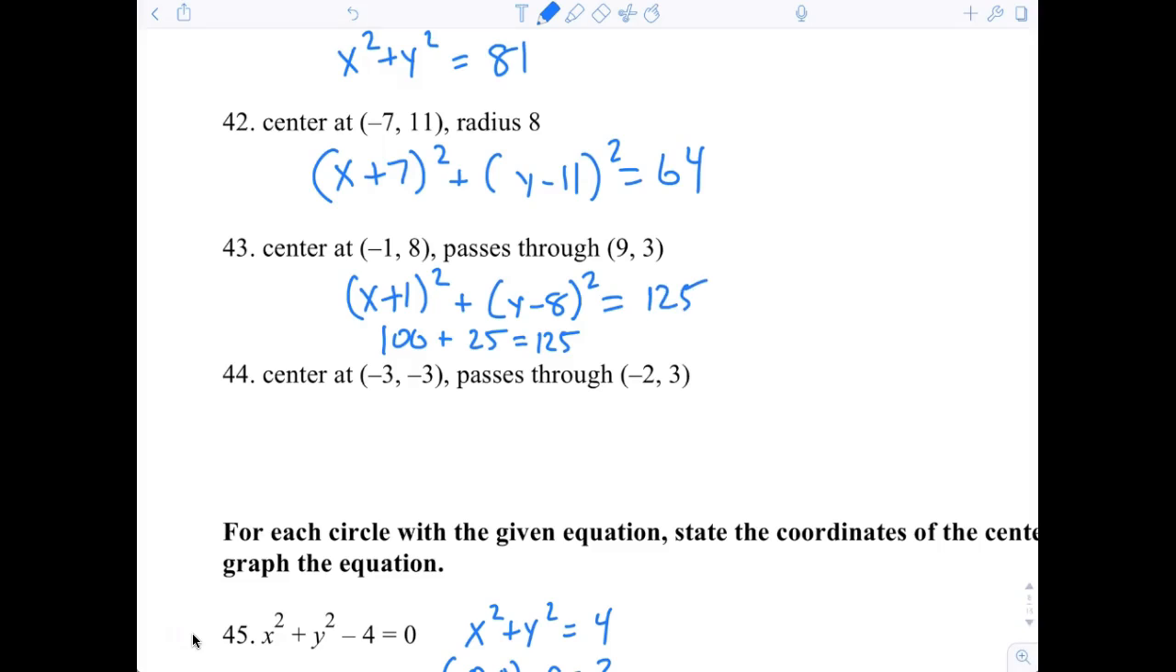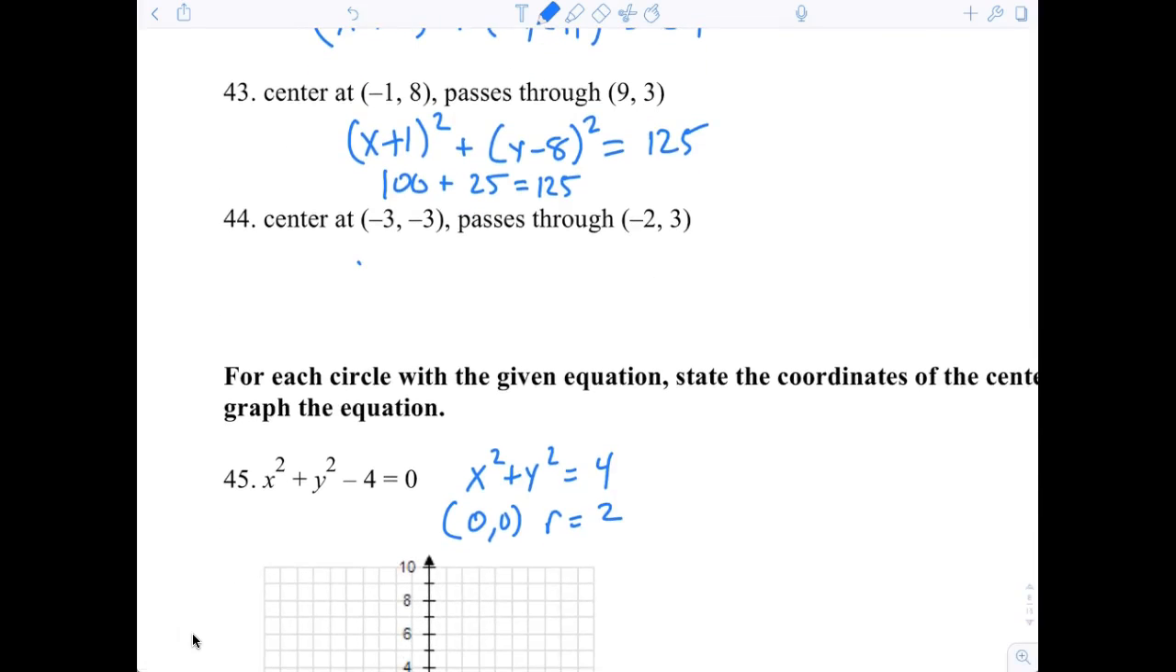I don't care what the radius is. Not asking me for the radius. But the radius would be the square root of 125, which everybody knows is 5 radical 5, if they ask you, correct? All right. So same problem on 44.